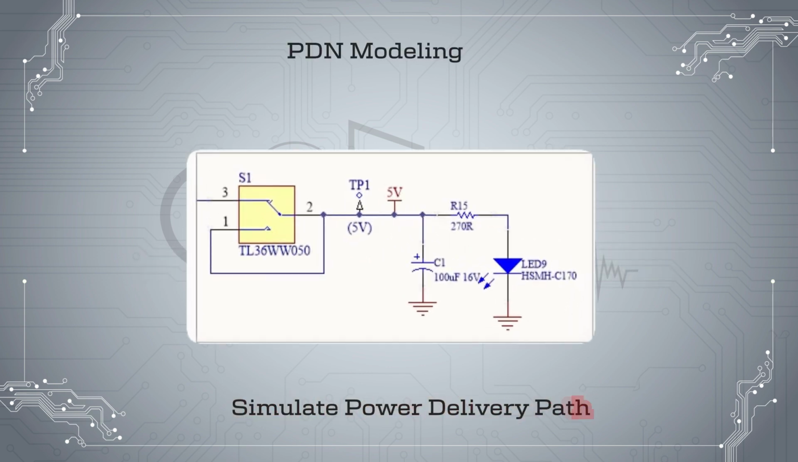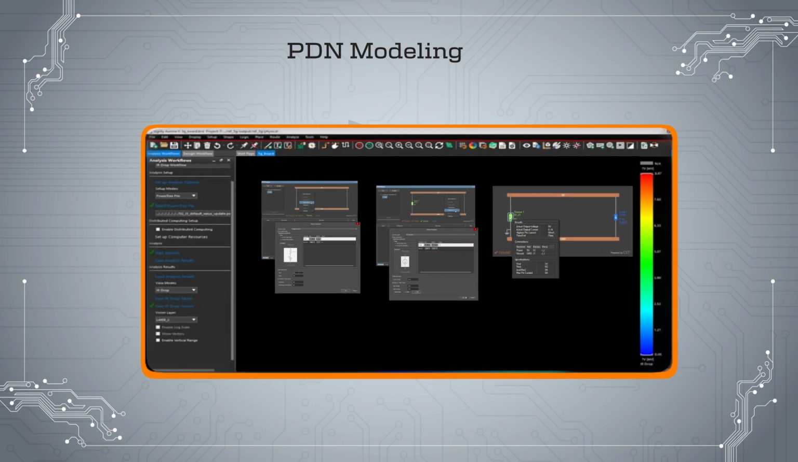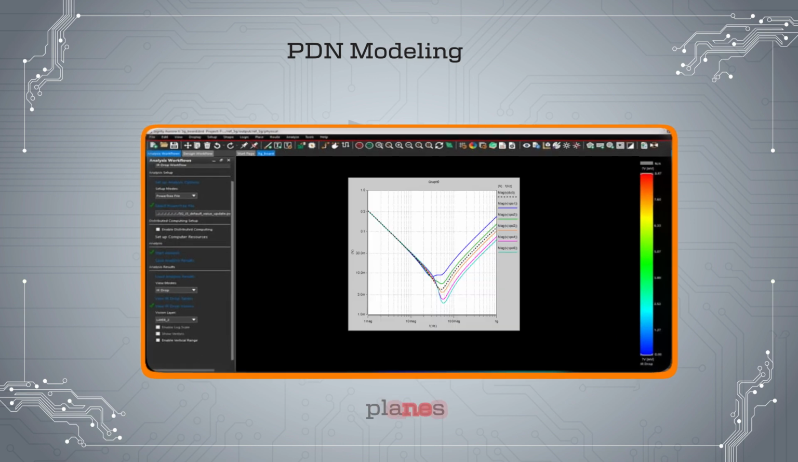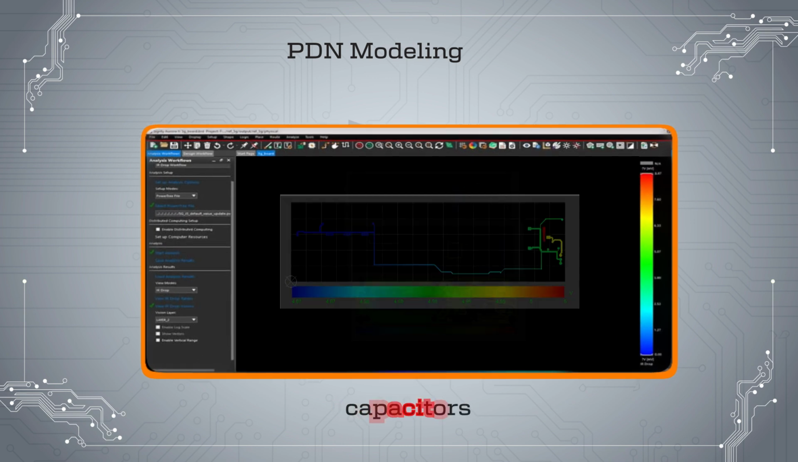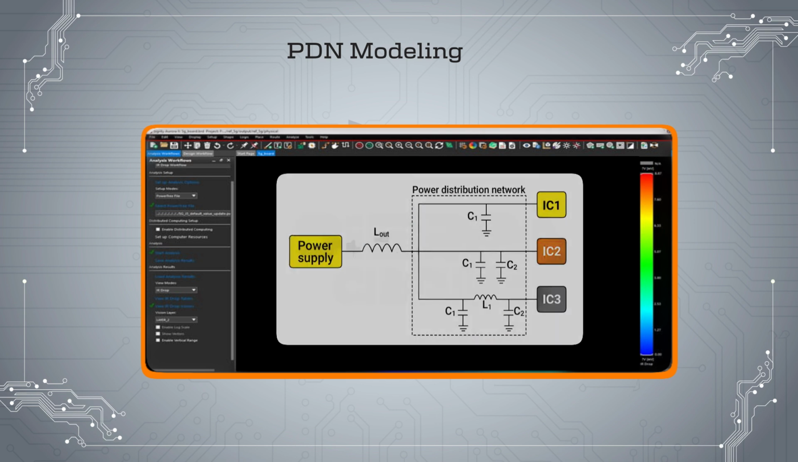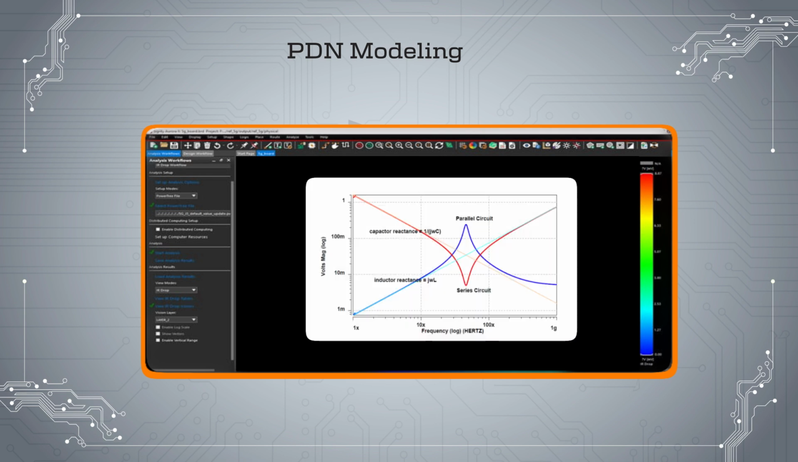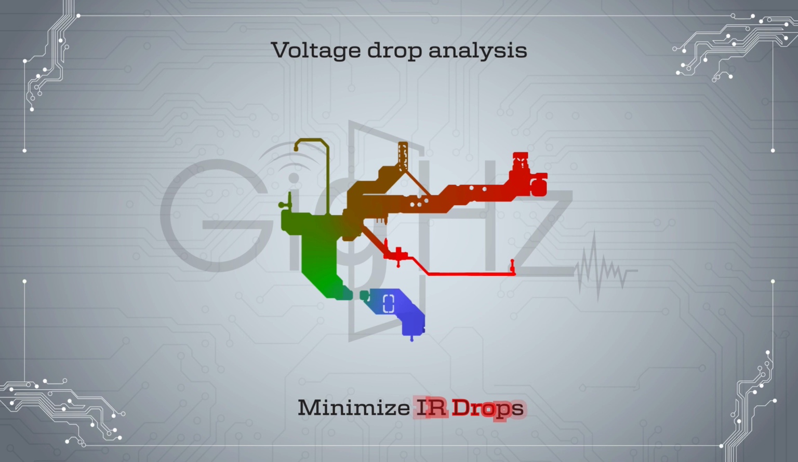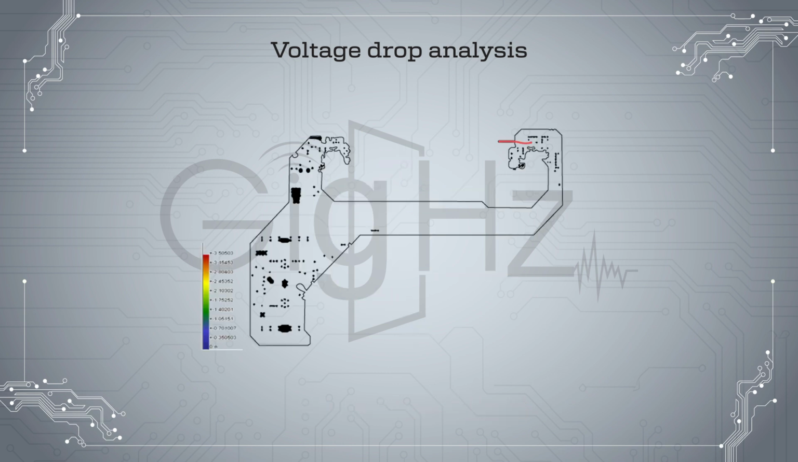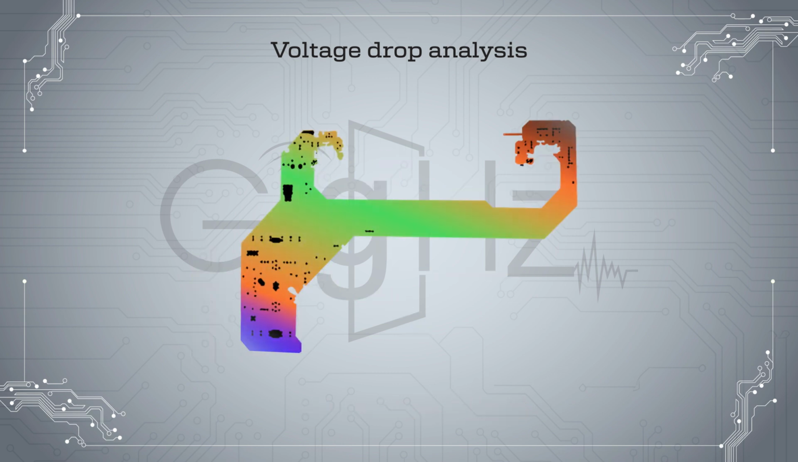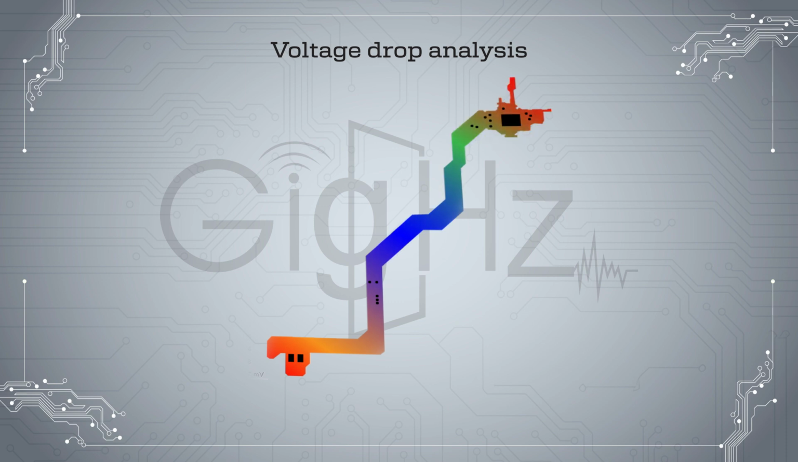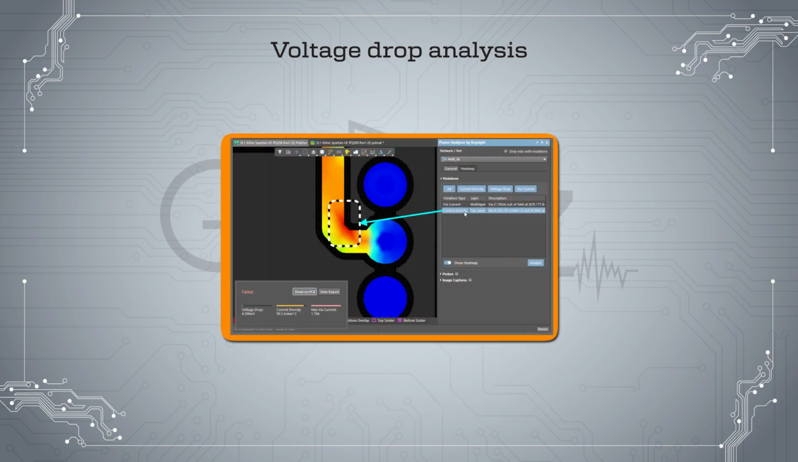PDN modeling. The first step is creating a model of the PDN, including planes, traces, vias, and capacitors, while accounting for resistive, inductive, and capacitive effects. Voltage drop analysis. Analyze resistive losses to ensure DC voltage at critical components remains stable, even under peak load conditions.